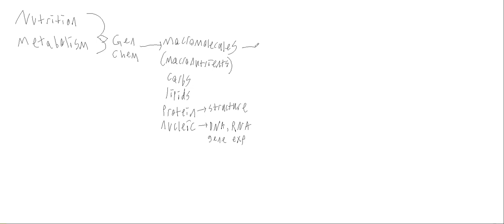From the macromolecules, we'll move on. I'll talk about micronutrients, which are things like vitamins and minerals. So I'll discuss at first just some of the chemical properties of these, sort of in isolation, not yet in the context of metabolism and nutrition.